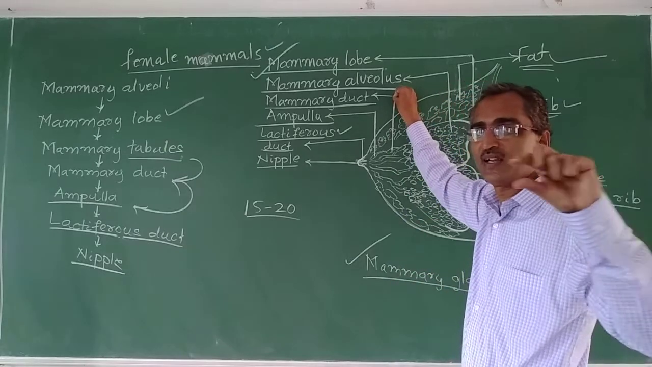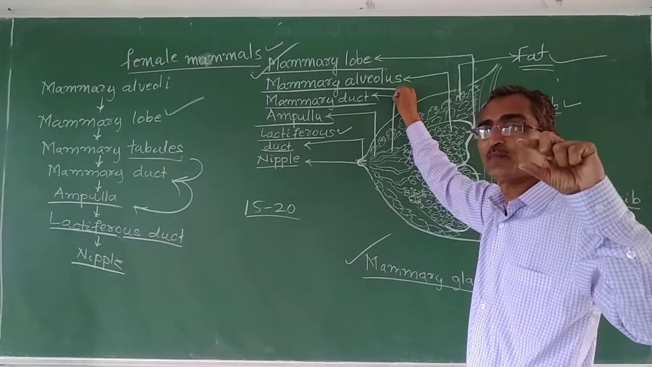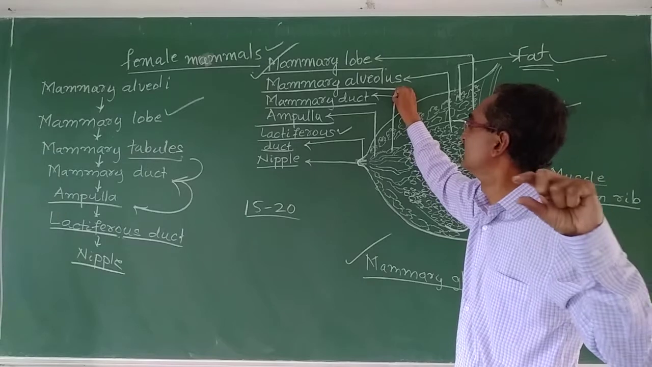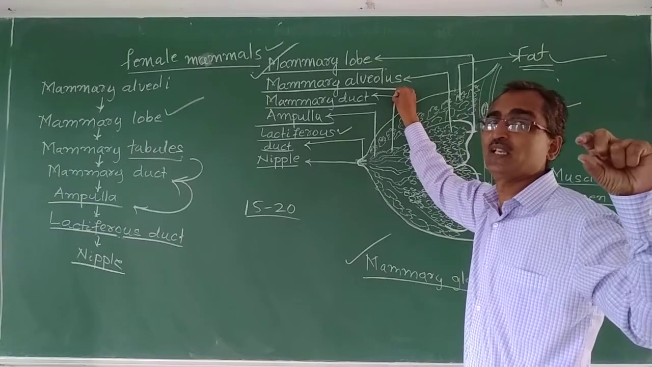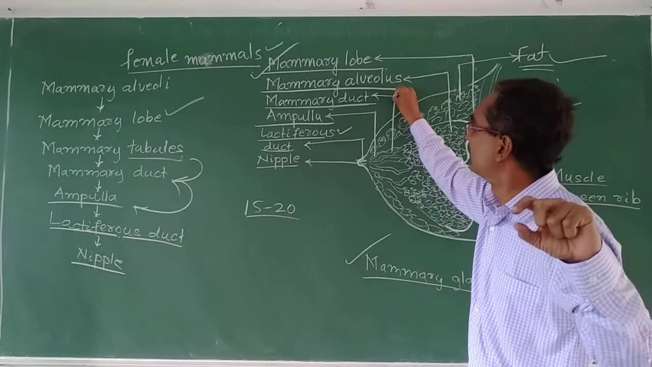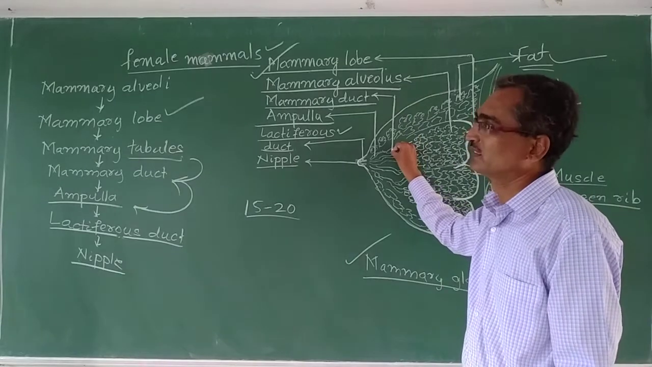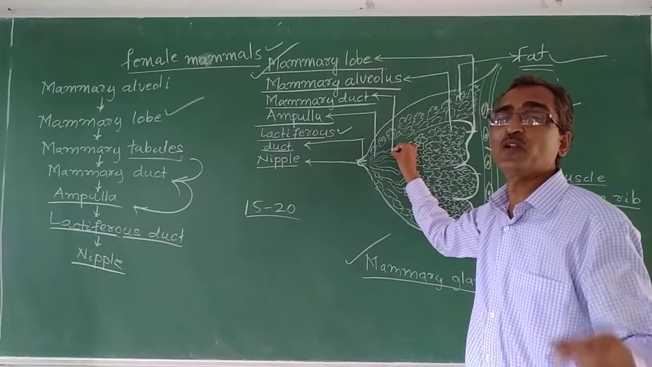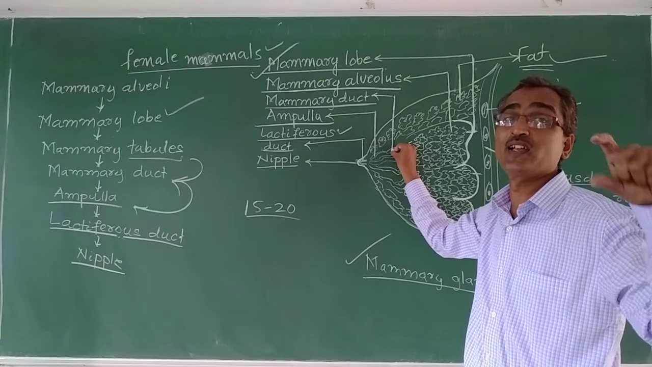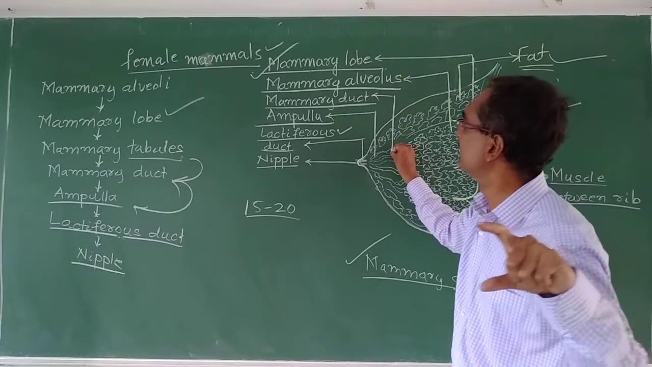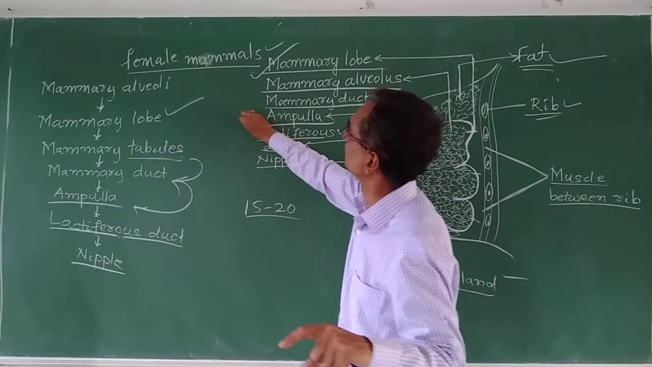So the mammary duct is nothing but the passage or tube-like structure through which the milk is passed, and all these mammary ducts join each other, and further they open into the wider part known as the ampulla.